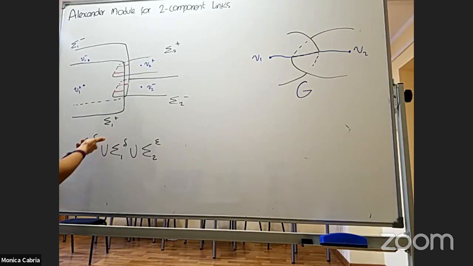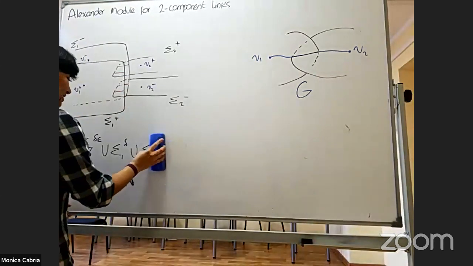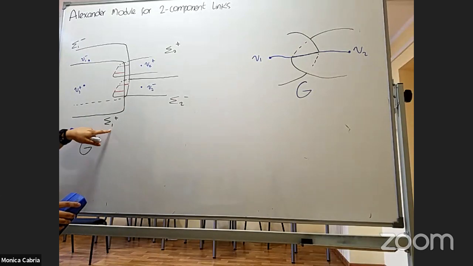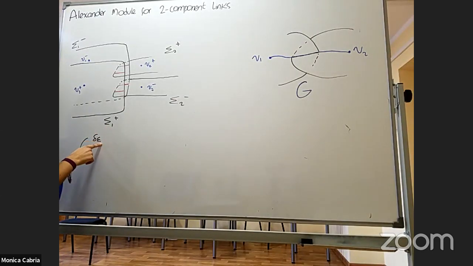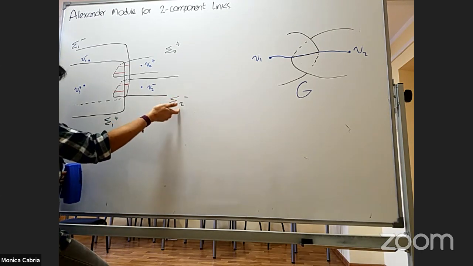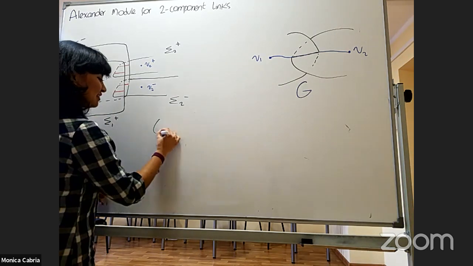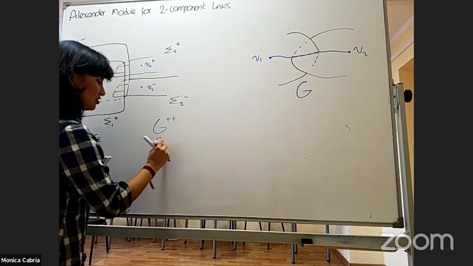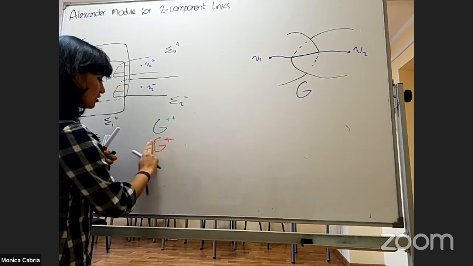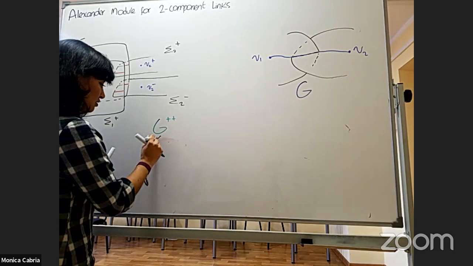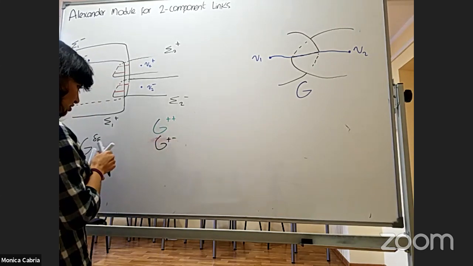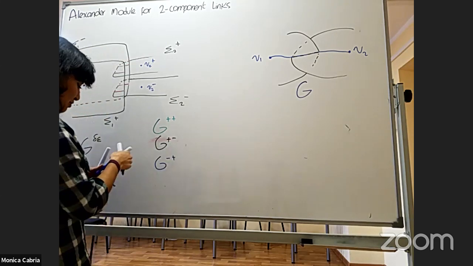Our graph G delta epsilon will depend on delta, the sign we take for sigma 1, so it can be plus or minus, and epsilon can also be plus or minus. The epsilon corresponds to the sign of sigma 2. I'm going to draw all of them. I think I have four colors, so I can draw the four of them. Let's see G plus plus, then G plus minus, G minus plus, and then G minus minus. I'll see which color I'll use.